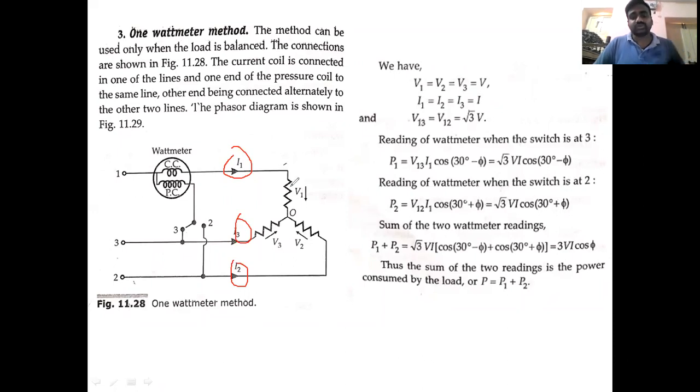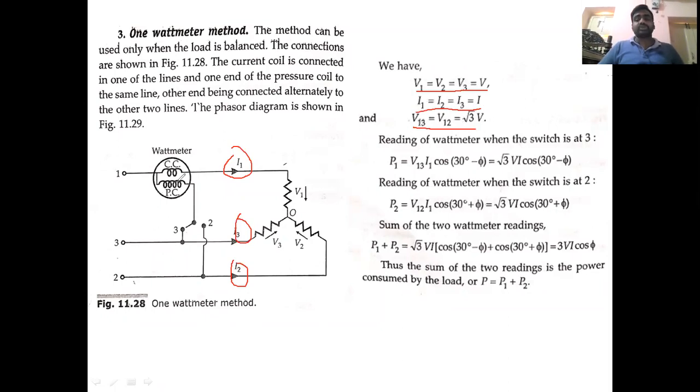In the previous discussion we said the voltages across the conductors are V1, V2, V3, and the load is balanced. That's why V1 is equal to V2 is equal to capital V, and the line currents I1 is equal to I2 is equal to capital I. So V13 is equal to V12 is equal to root 3 V.